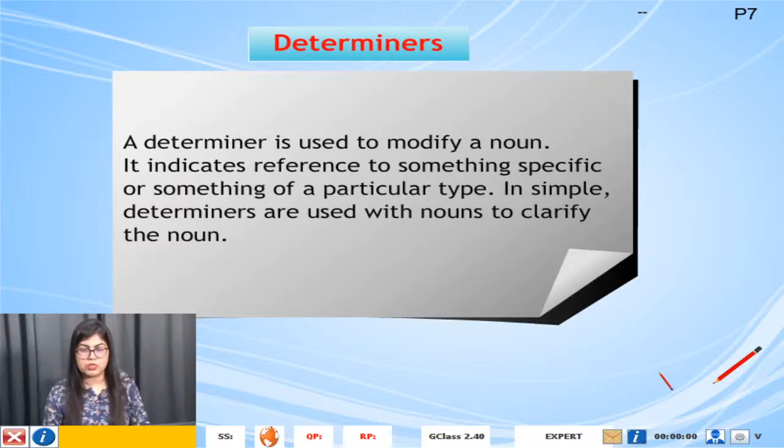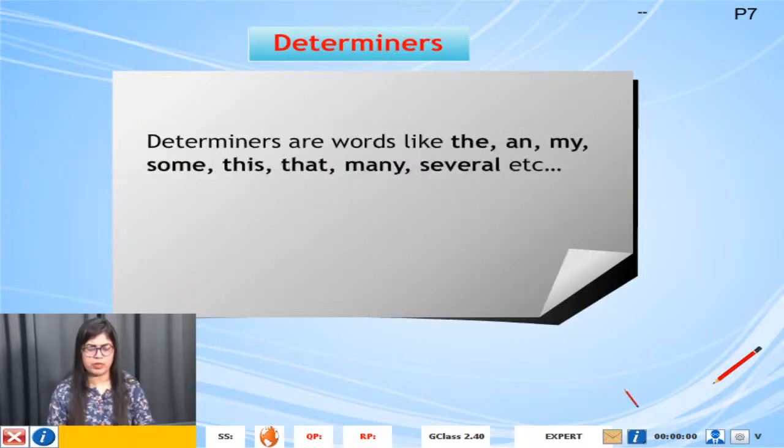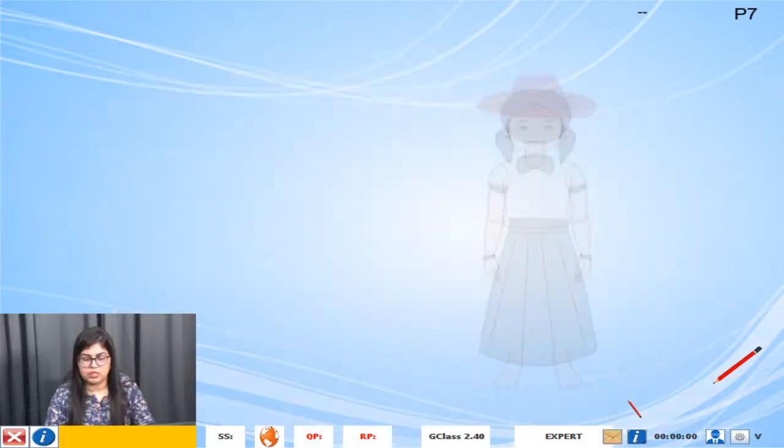Please go through the definition, all of you. A determiner is used to modify a noun. It indicates reference to something specific or something of a particular type. In simple terms, determiners are used with nouns to clarify the noun. Then let us see what we have in the next part. Determiners are words like the, a, my, some, this, that, many, several, etc.